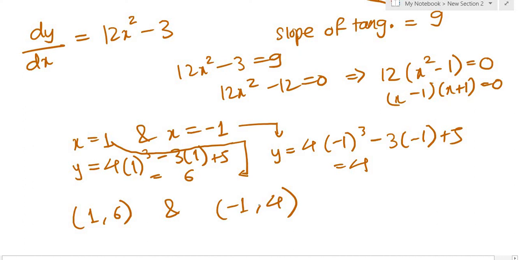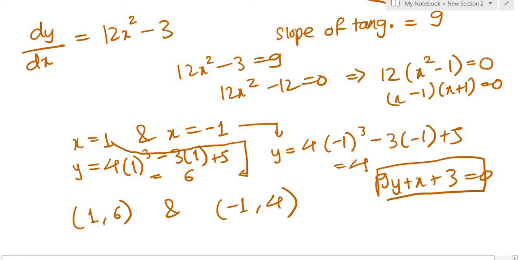That's to say that the tangent lines at these 2 points are perpendicular to the line 9y plus x plus 3 is equal to 0. So tangent lines are perpendicular to this line. You can graph it up if you want, if you don't believe me, but math works.